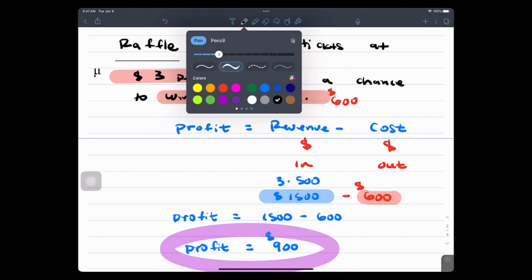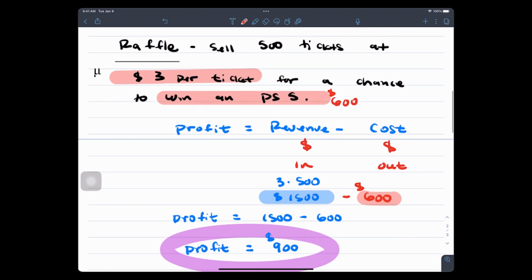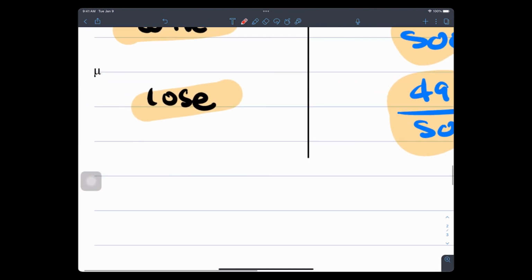Okay, so this is how I always start it. It costs you $3 to play. So if you lose the raffle, for this outcome of losing, if you lose, how much did you lose? So put -3 because you lost $3. That comes out of your pocket. So in other words, money that comes out of your pocket is subtracted, right? So put that -3 for losing.